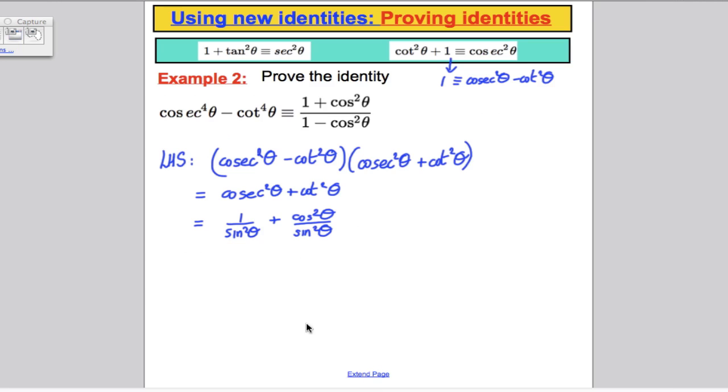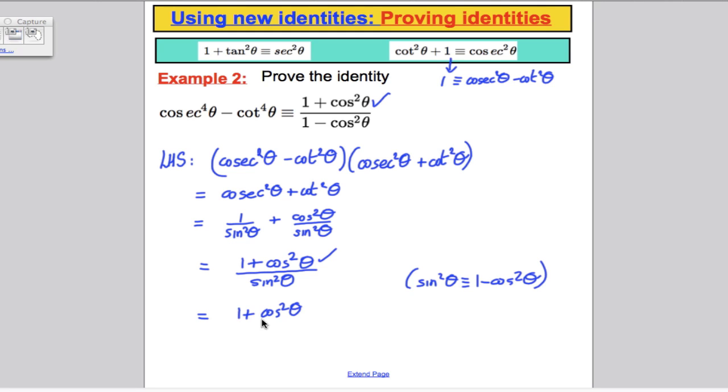Okay, and now we can add these fractions. They have the same denominator. So I'd get 1 plus cos squared theta over sine squared theta. And I've got the same numerators, which I'm happy about. And I'll remember from core 2 that sine squared theta is defined to be 1 minus cos squared theta. And I get myself the answer: 1 plus cos squared theta over 1 minus cos squared theta. And I have the right hand side, and I'm done.